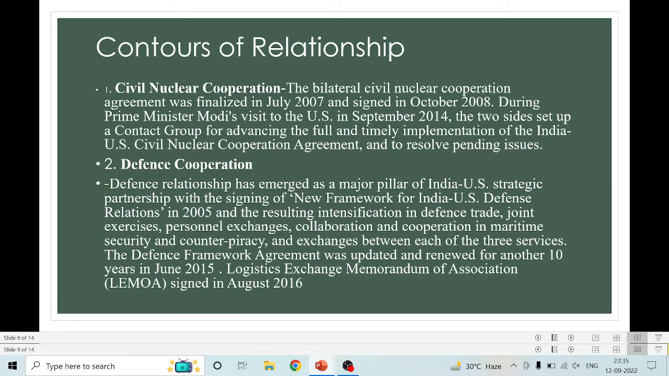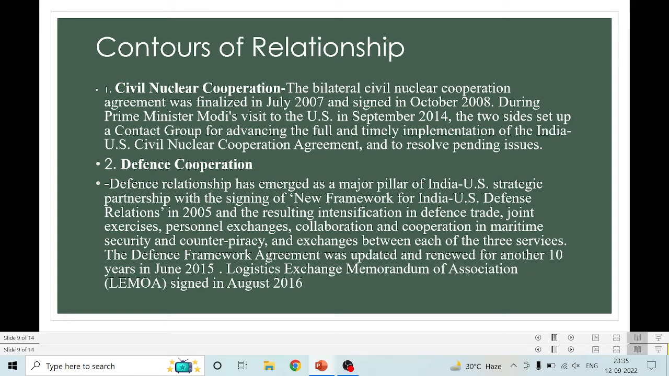We see the contours of the relationship. So, civil nuclear cooperation, which was finalized in 2007. However, there were some issues related to liability and a pool of insurance. So many things were there, which led to a kind of blockade. However, there was a visit of the Prime Minister back in 2014, and many of the issues were resolved.